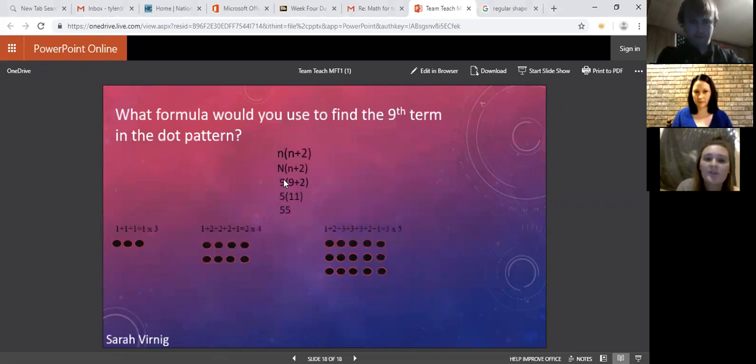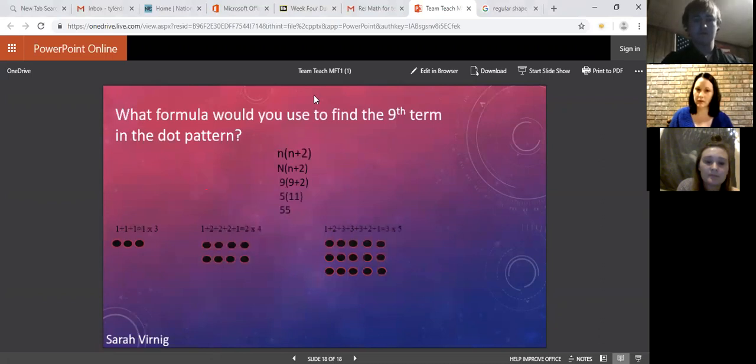What formula would you use to find the 9th term in the dot pattern? Okay, so the dot pattern, what we see at the first one, is 1 plus 1 plus 1, which is the same as 1 times 3. And the same thing for the second one, it's 2 times 4. If you put it in a multiplication statement, it saves a lot of time. You don't have to write the 1 plus 2 plus 2 plus 2 plus 1. So our equation that we use is n times n plus 2. And then whatever term you're looking for, and I did the 9th term, you just put in for the place of n and multiply through.